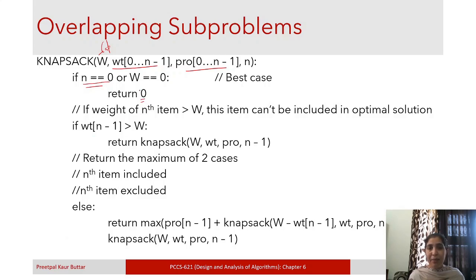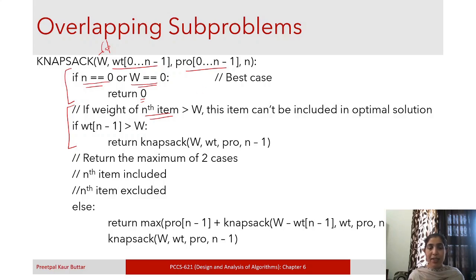Or the second best case can be when capital W is 0. That is, the capacity of the knapsack is 0. In that case also you will return a 0. Okay. So this is the best case. And the second case which we will consider is this. That is, if the weight of the nth item, we are starting with the nth item, right? From nth item we will go backward till the first item.